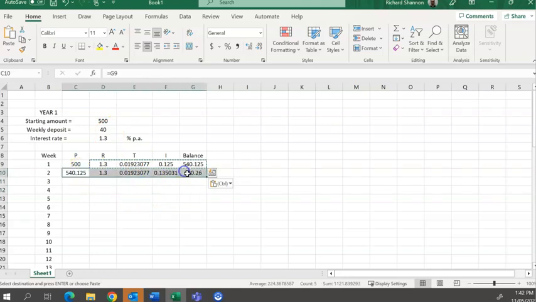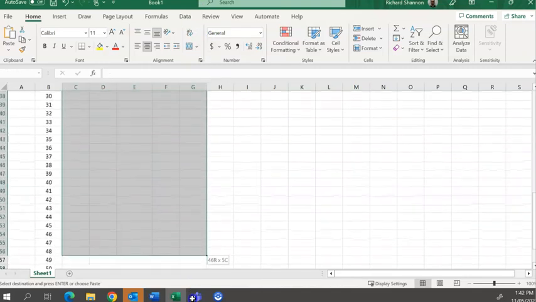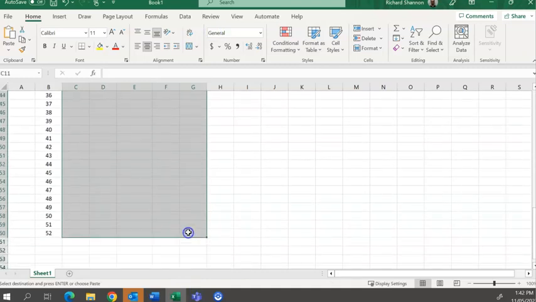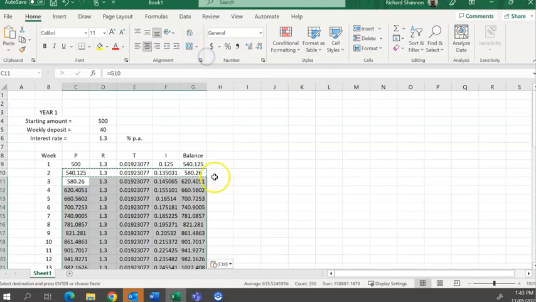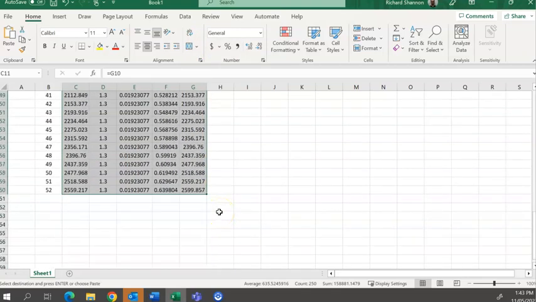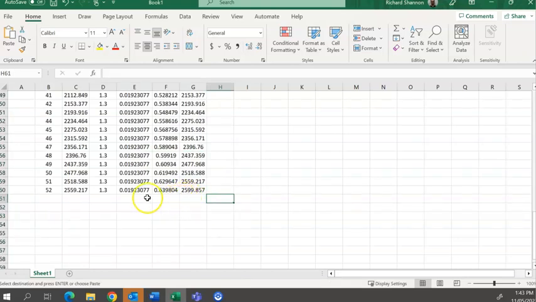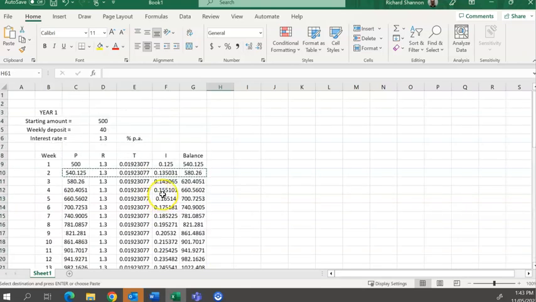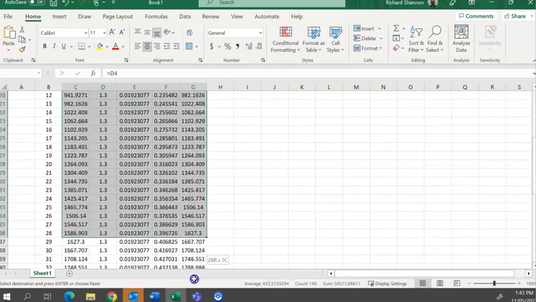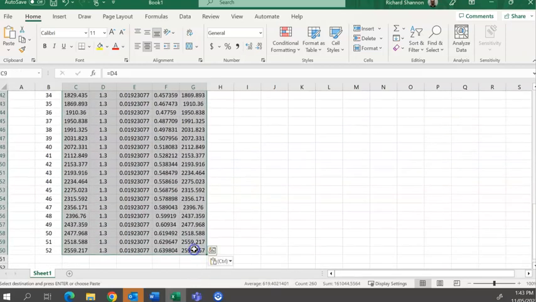Now we just highlight that row, go copy, and all the way down to week 52. Paste. All right. So what's happening there? At the end of the year, you should have about $2,600 in that account. Now, what we're just going to do though, I reckon we need to actually give this just 2 decimal places. So, because there's money, let's deal with it with 2 decimal places. So highlight all of that. Go up here.